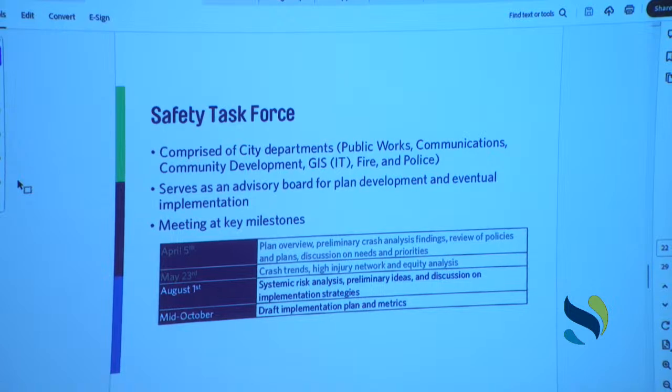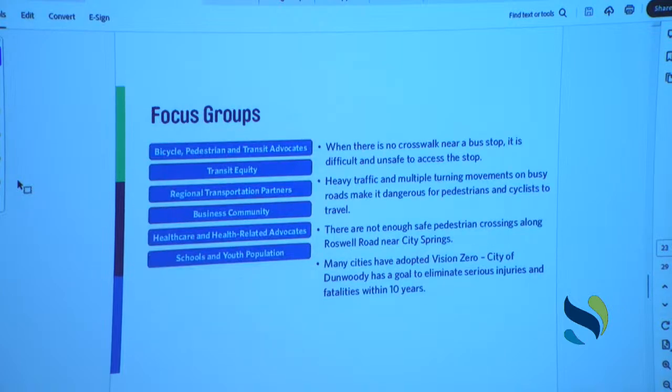We have met twice. We will be meeting twice more through the development of this plan. One we have already scheduled next on August 1st and also in mid-October to present some of the remaining analysis and also those plans and projects.